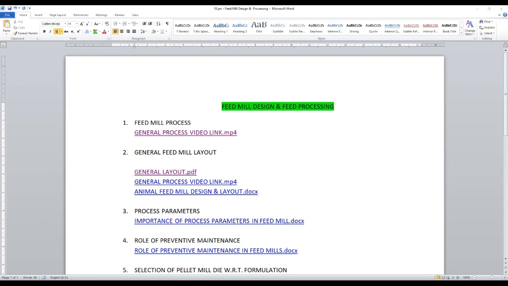This is a view of a warehouse having different raw material ingredients on both sides of the chain conveyor.